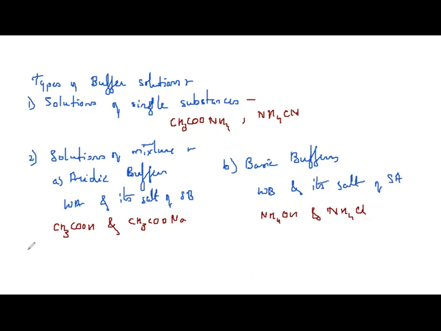What do we mean by buffer action? Buffer action is the mechanism by which the added H+ or OH- ions are almost neutralized, so that the pH practically remains constant. Practically the pH does not change. So that is called buffer action. And to mention this, we have Henderson's equation for acidic buffers.